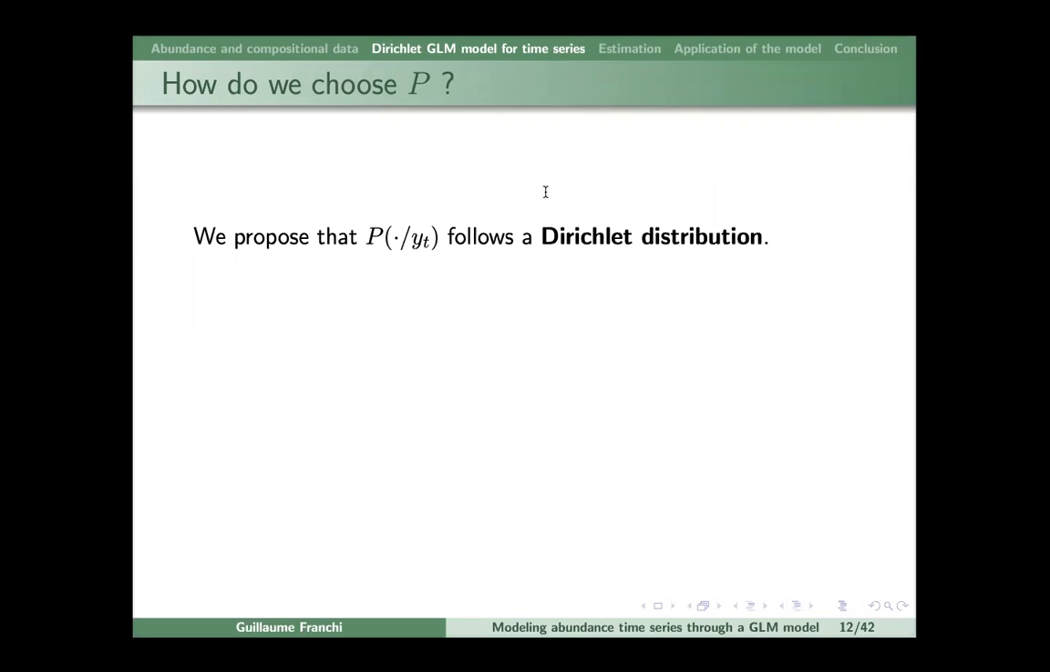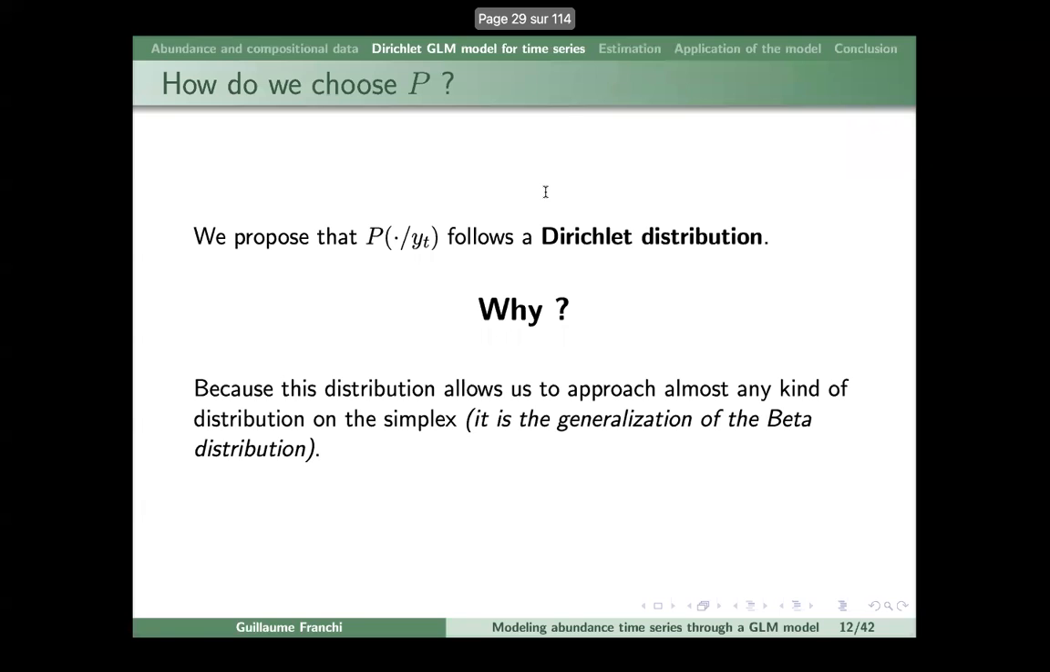So we have to know how we can choose the kernel P. And we propose that it will follow a Dirichlet distribution. Why is that? Well, because the Dirichlet distribution can approach quite easily any kind of distribution on the simplex. It is the generalization of a beta distribution on the interval 0,1, if you are more familiar with it. So it is not a perfect choice, but it is a first try in our work.